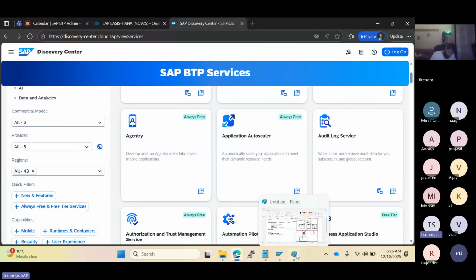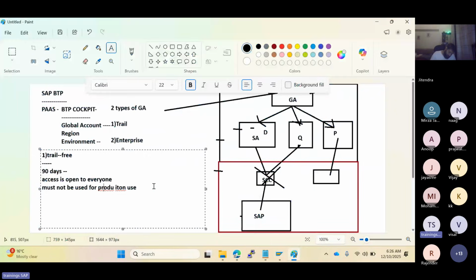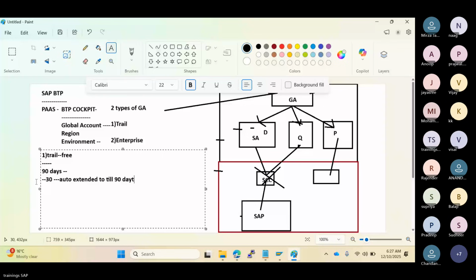Is there anything else to discuss? Yes, the 90 day trial period is also divided into two intervals. If you sign into your trial account regularly in the first 30 days, it will be auto extended. That means in the first 30 days you need to sign in regularly, one or two times, and then it will be auto extended until 90 days.